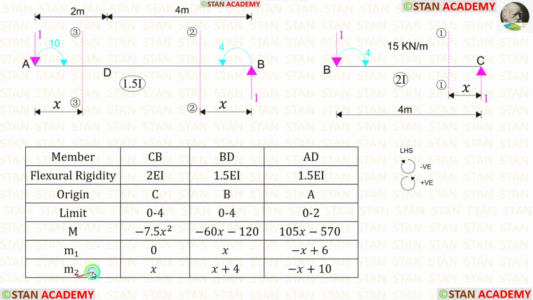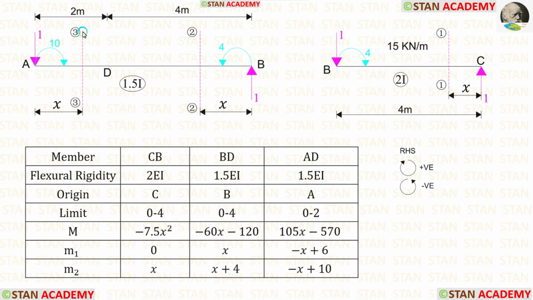Now let us find M2 in the first section. This load is acting towards the section in the anti-clockwise direction, so it will be positive and the distance is x. 1 into x, we will get x. Now let us find M2 in the second section. This load is acting in the anti-clockwise direction, so it will be positive and the distance is x. 1 into x, we will get x. The moment is also acting in the anti-clockwise direction, so it is also positive.